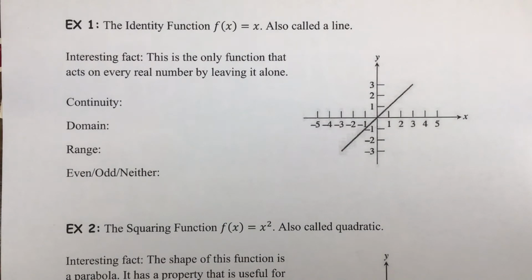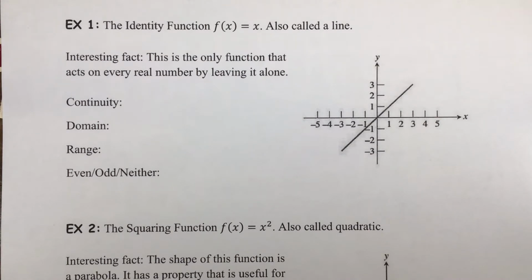All right. For our first function, we're going to look at the identity function, which is simply f of x equals x. You might also see it as y equals x, but as a function notation, we would use f of x equals x. Now, you may also refer to this as a linear function.